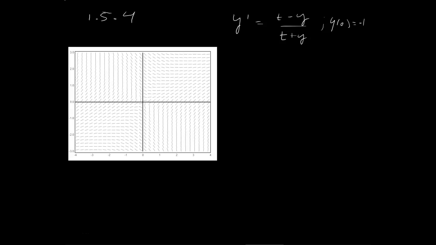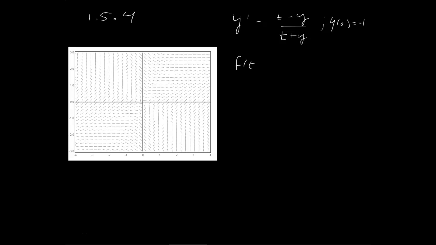This next example is a problem from the textbook, number 4 from section 1.5. It's given y prime is equal to (t minus y) divided by (t plus y), and there's the initial condition y of 0 is equal to negative 1. For this example, we want to ask, is there a solution to this? We don't actually care exactly what that solution is, but we want to know, does one exist, and is it unique?